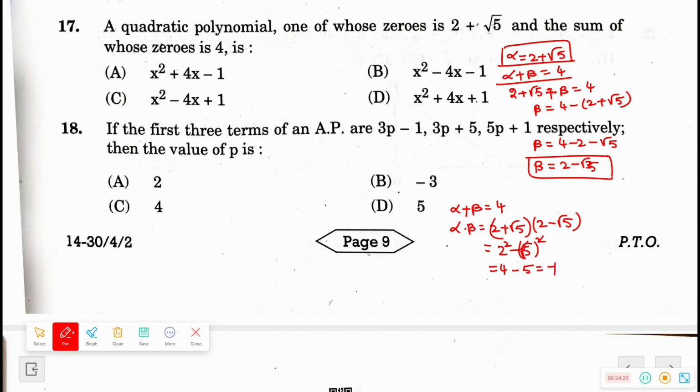Now what is the polynomial formula? The polynomial formula is x square minus sum of zeros of x plus product of zeros. So x square, the sum of zeros is 4, minus 4x, the product of zeros is minus 1, plus of minus 1. So finally x square minus 4x minus 1 is the correct answer. X square minus 4x minus 1 is option B. Option B is the correct answer. Now let's see the next one.